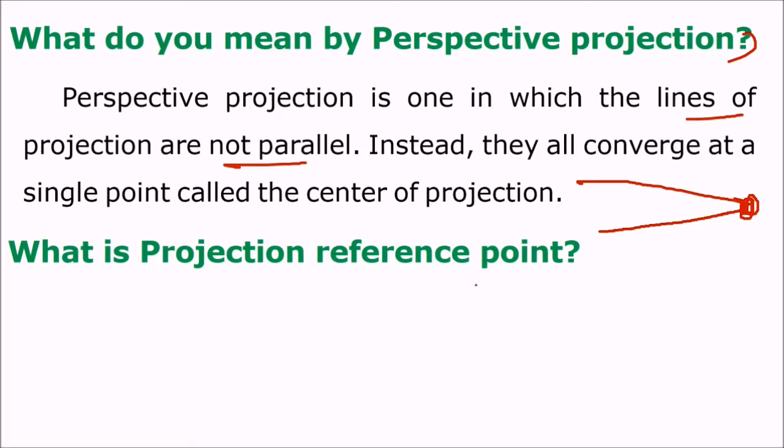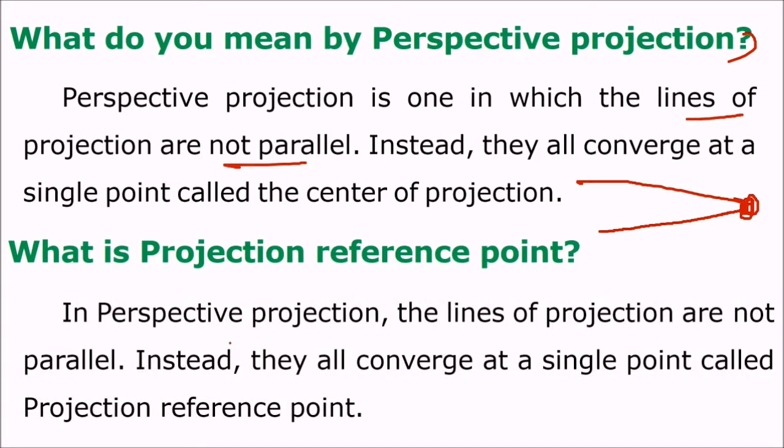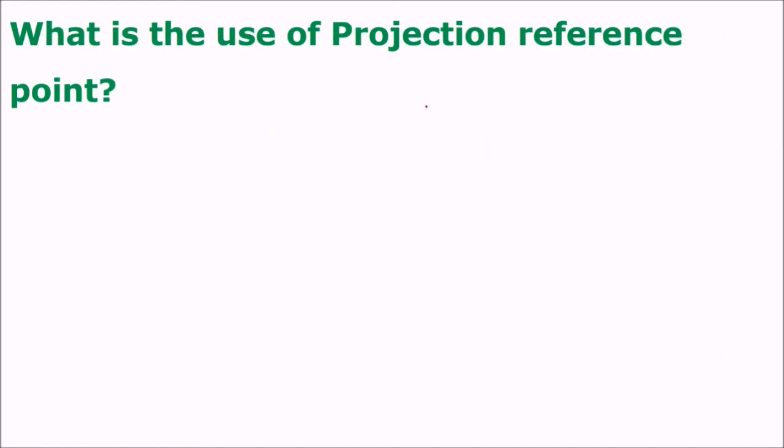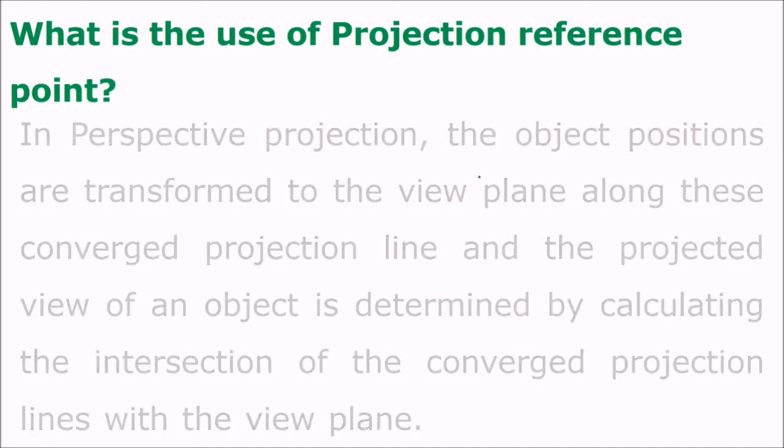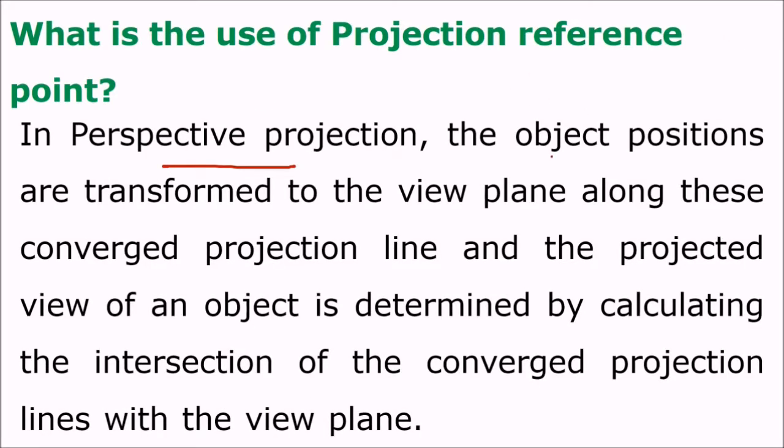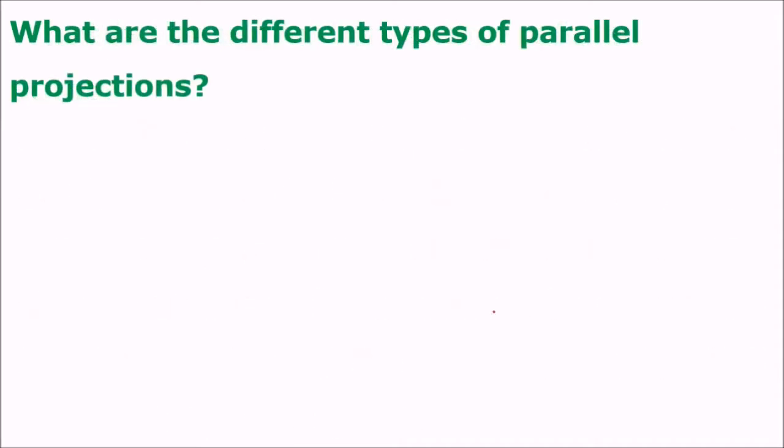What is the projection reference point? In perspective projection, the lines of projection are not parallel. They all converge at a single point, which is known as the projection reference point. What is the use of the projection reference point? In the perspective projection, the object positions are transformed to the view plane along these converged projection lines, and the projected view of the object is determined by calculating the intersection of the converged projection lines with the view plane.